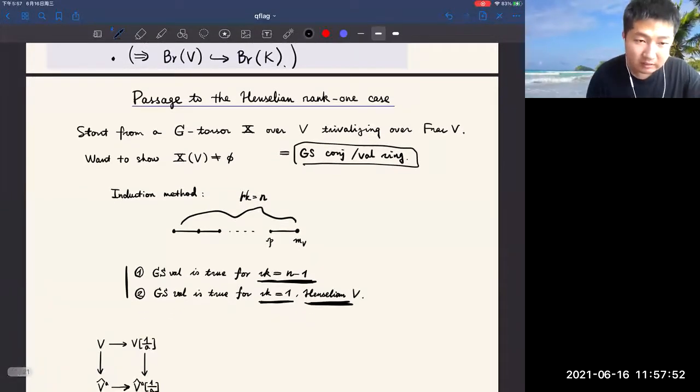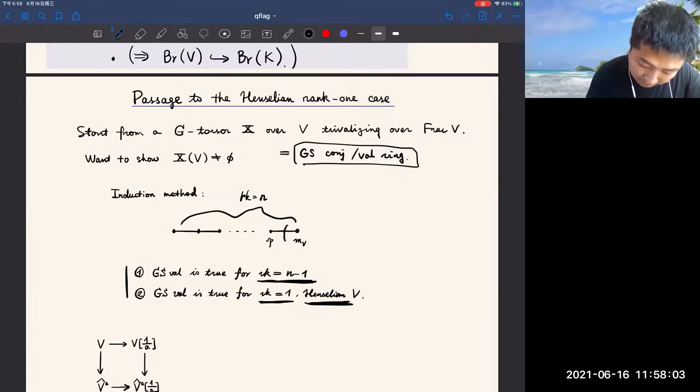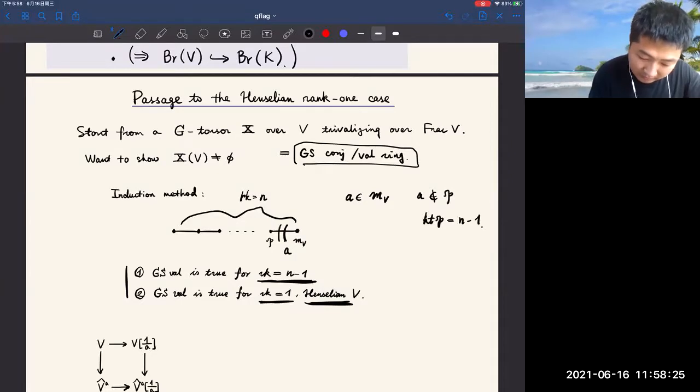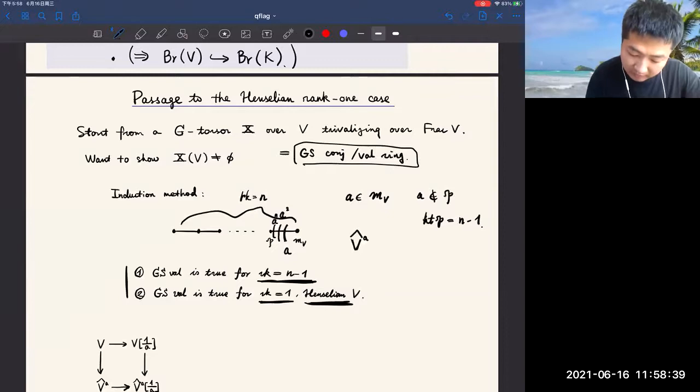And how do we obtain the valuation rings of rank n minus one, or valuation rings of height one and Henselian? In fact, we use some element here. We take some element A in the maximal ideal, but A is not in the prime ideal P of height n minus one. So if we take the powers of A, then it converges to the prime P. In conclusion, if we take the A-adic completion of V, then it is rank one.